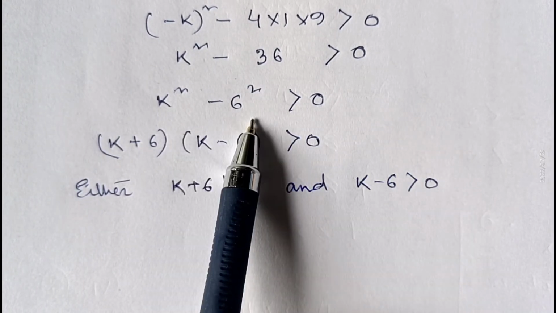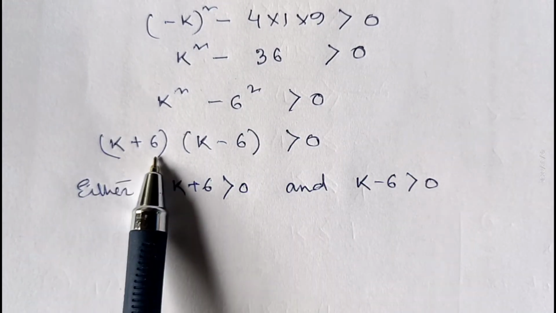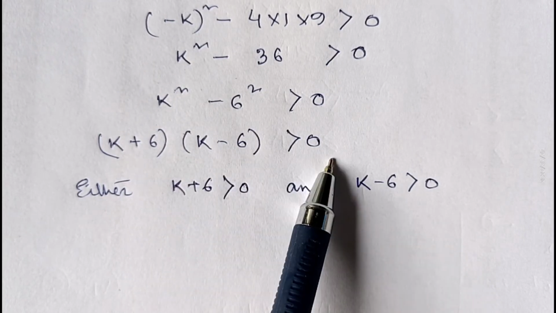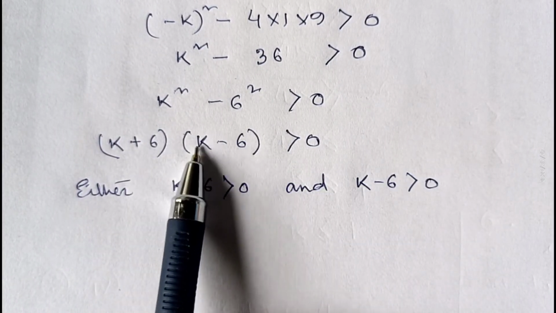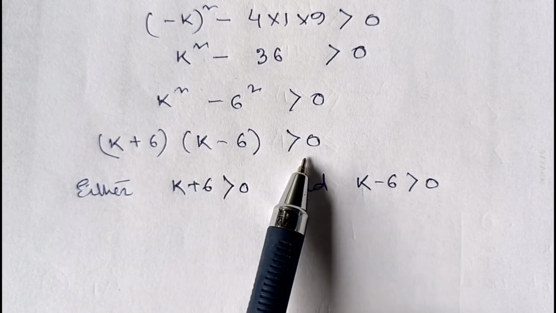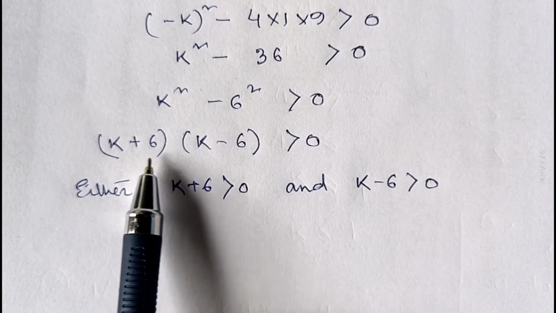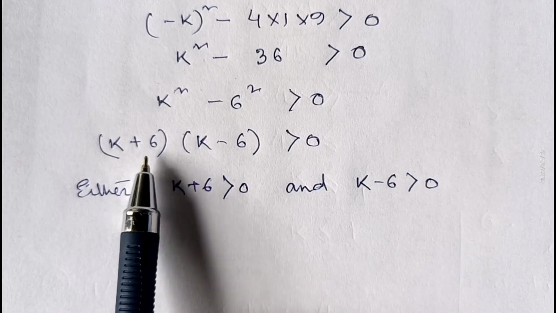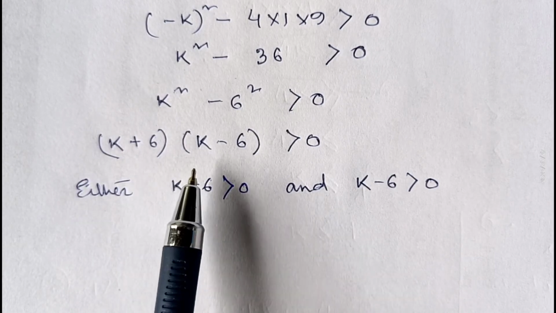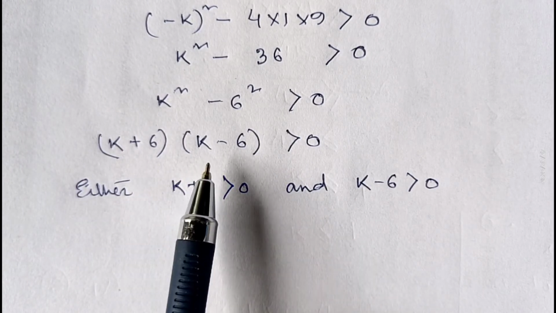So k square minus 6 square greater than 0. Now if we apply the a square minus b square formula, it will be (a plus b) into (a minus b) greater than 0. Since this is one number, this is another number, and their product is greater than 0, either both of them must be positive or both of them must be negative. It is not possible that one number is positive and another number is negative.